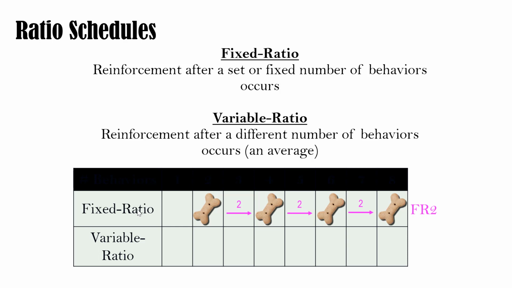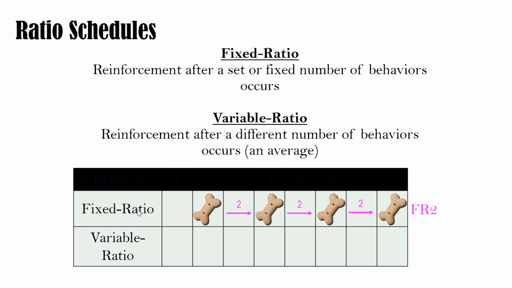Another example of a fixed ratio might be a toy maker. A toy maker produces toys, and the store might only buy the toys in batches of 5. So the toy maker is rewarded and reinforced when 5 toys are delivered. It depends on how many toys he makes, so number of responses, and it's constant or fixed at 5. So in that example, that would be an FR5.